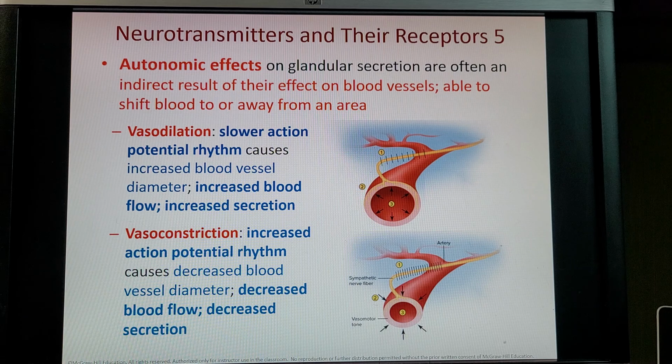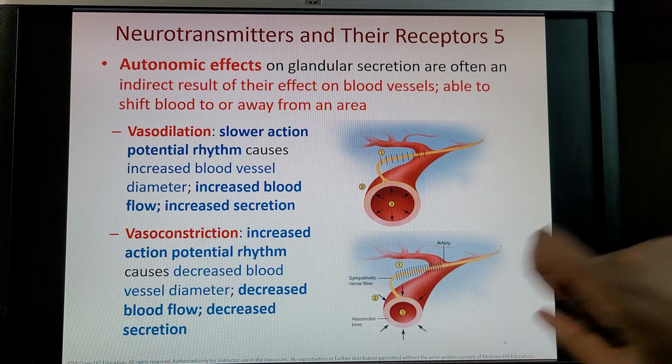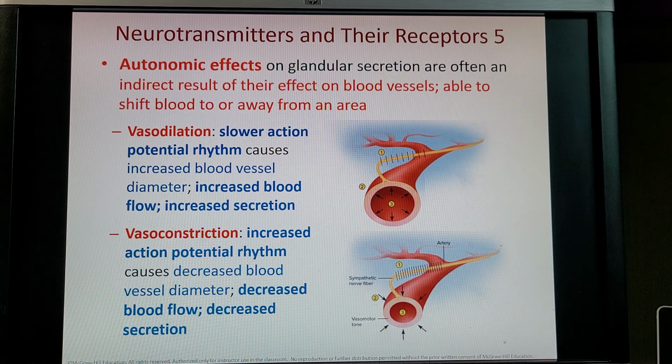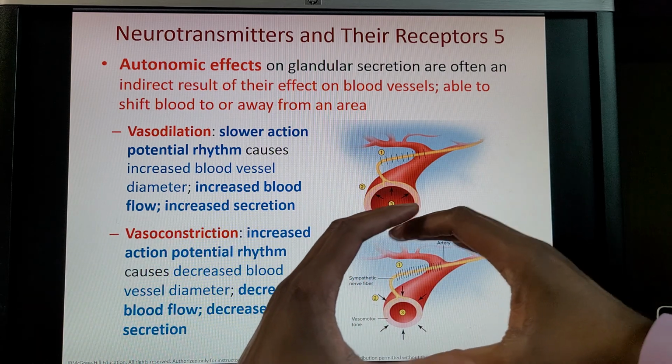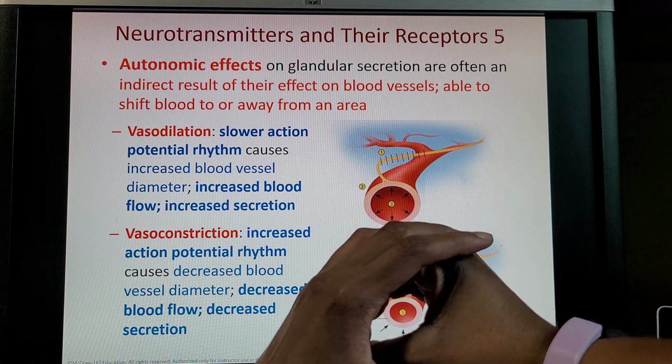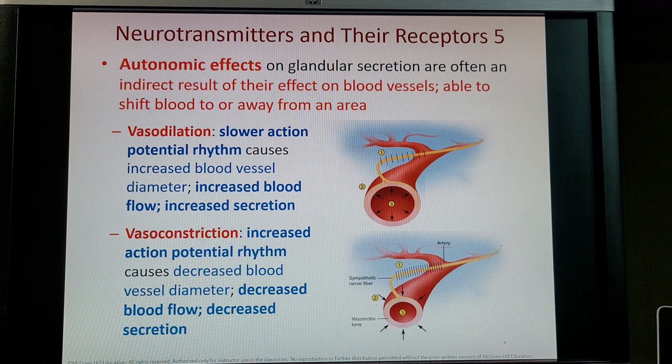Vasoconstriction is the opposite situation. By speeding up the action potentials, a faster frequency causes the muscles around the blood vessels to contract, making the blood vessels smaller, therefore decreasing your blood flow or decreasing the secretion. So, for example, with the sympathetic nervous system, we don't want our digestive system and urinary system to be active at that time, so we decrease the blood flow to those areas.